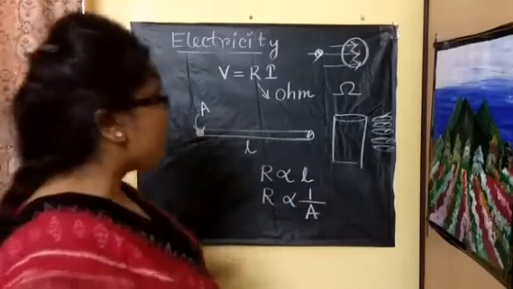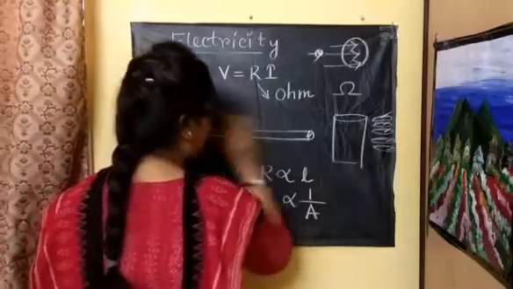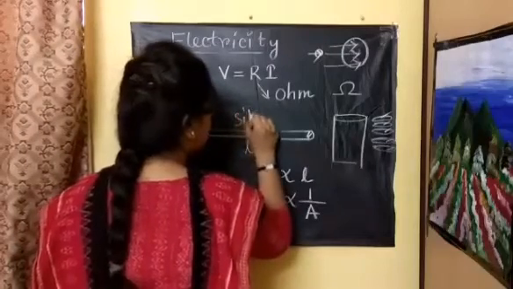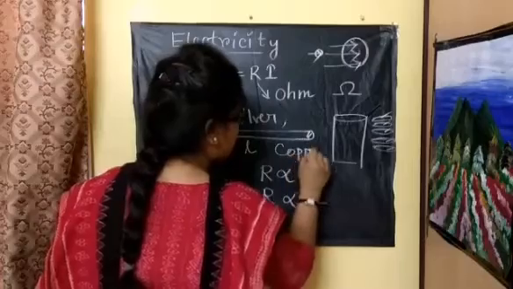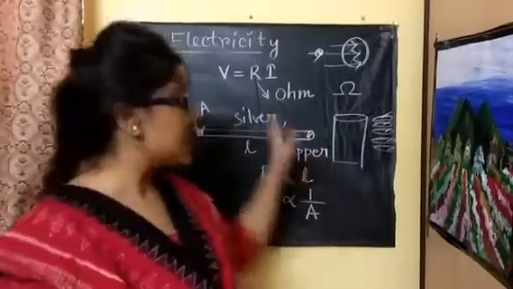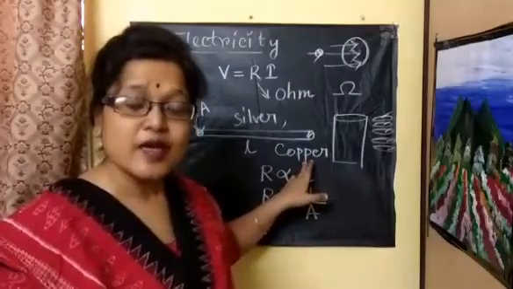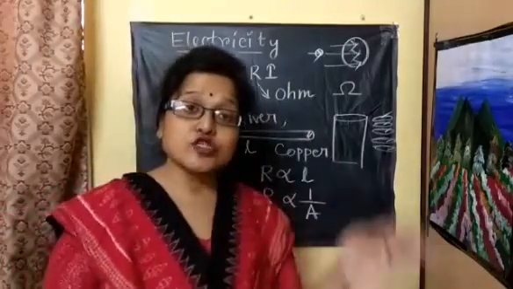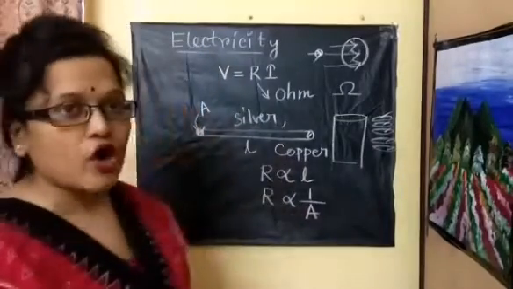Very good. Now another thing. If I use one conductor made of silver and another conductor made of copper, the resistance offered by silver and copper are not the same. Obviously, materials are different. So resistance also depends on the material of the conductor.